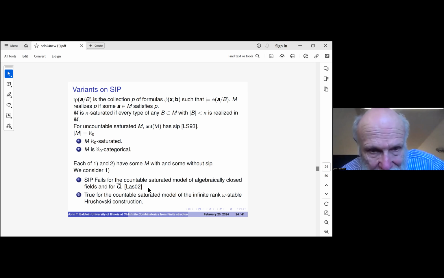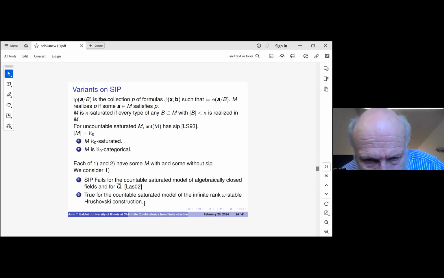In particular, the SIP fails for countable saturated models of algebraically closed fields. That's because it's known to fail for the algebraic numbers. I mean, that's a fact that comes up in algebraic number theory. I'm not sure if they call it that, but something called Serre's lemma is closely related. And then what Laskar proves is that because of that, it also fails for the countable saturated model.